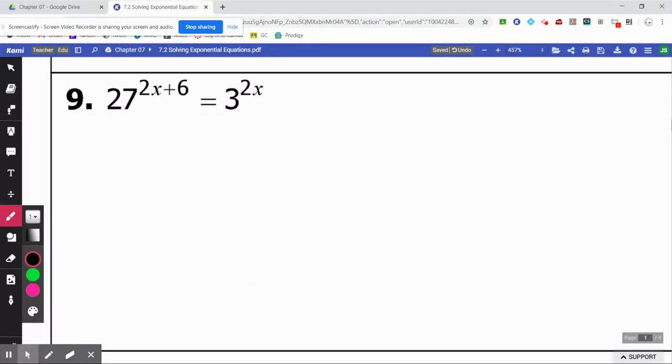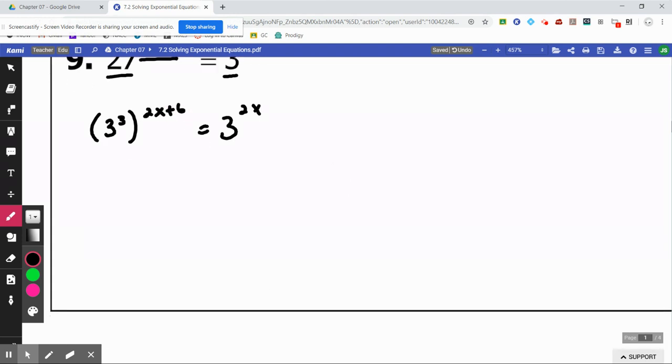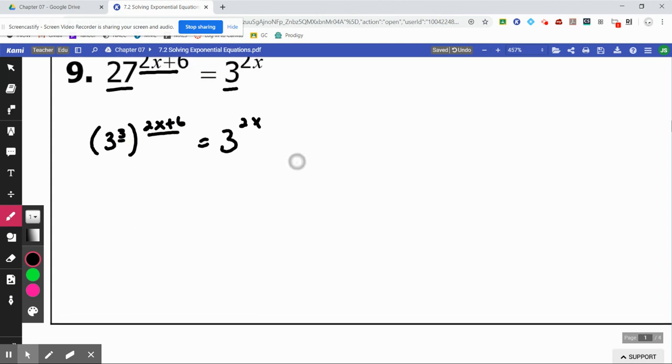27, now this one's a little bit different because you have 27 to a power, then you have 3 to a power. We can leave the 3 to a power, but we need to create a 3 here. 27 is the same thing as 3 times 3 times 3, that's 3 to the 3rd. That's being raised to this power. Now your power rule says if you ever have a power raised to another power, you have to multiply them.